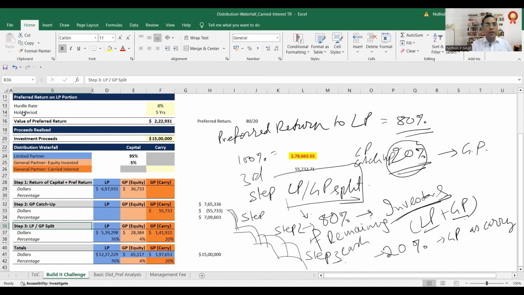We talked about the preferred return already. We talked about GP catch-up in step 2, where we extrapolated this amount to make it 100% and then calculated the 20% of this. That is called GP carry. And the third step is the LP-GP split, whereby we take 80% and divide proportionately between LP and GP and then give 20% to the GP as carry. So that is the LP-GP split. So today we learned about carry, waterfall, preferred return, GP catch-up, LP-GP split, all these concepts.